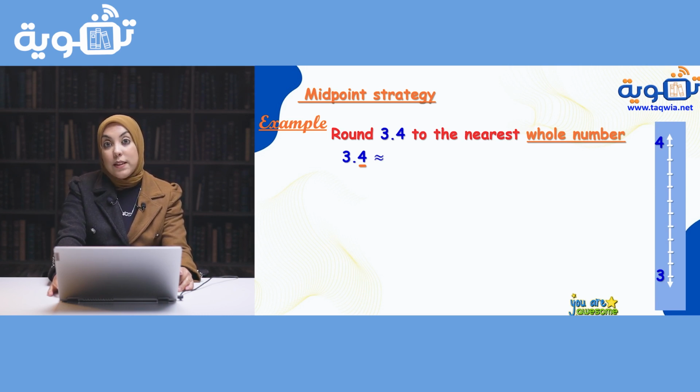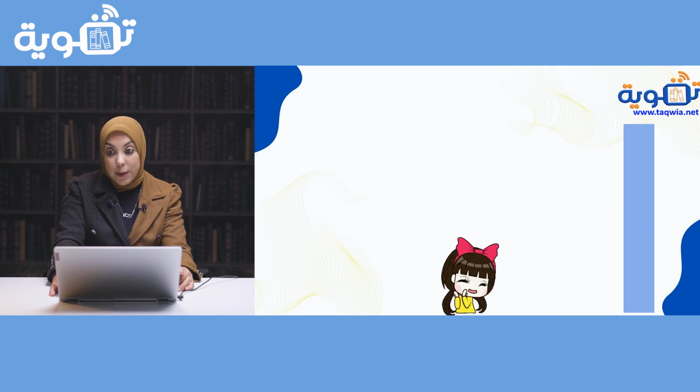And now we have to put the midpoint. What is the midpoint between 3 and 4? It's 3.5. Now we have to put the given number on the number line. We have 3.4, and 3.4 is below 3.5. For this reason, we have to round down. So we're going to round it down to 3. But if the given number is at or above the midpoint, we have to round up. So our answer here is 3.